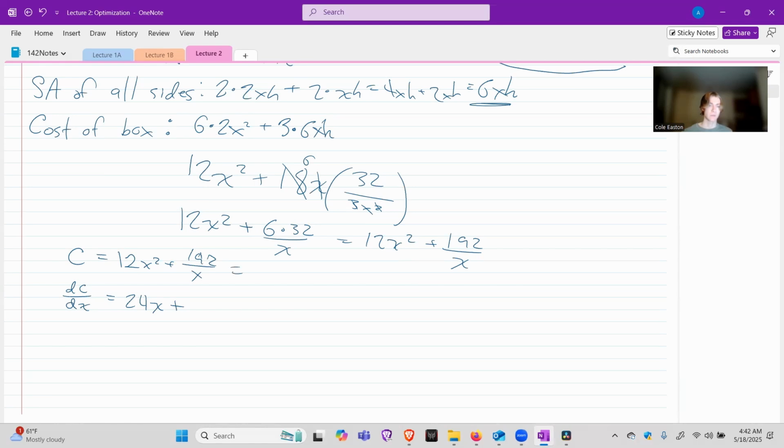And that's going to be 24x plus, and let's think about how we take the derivative of this. For some people, it's helpful to rewrite fractions like this with a negative exponent or negative power. So this gives us 192x to the negative 1. And so then we can think about bringing that negative 1 out in front and then reducing the power by 1. So we get negative 1 times 192 times x to the negative 2. So we get 24x minus 192x to the minus 2.